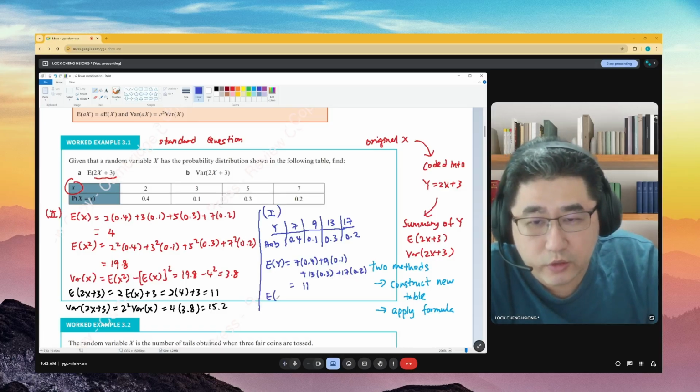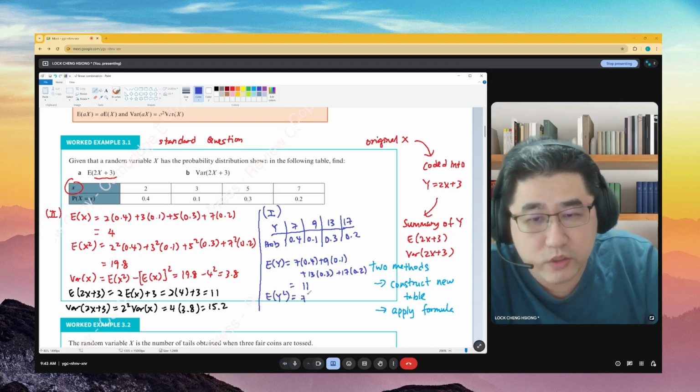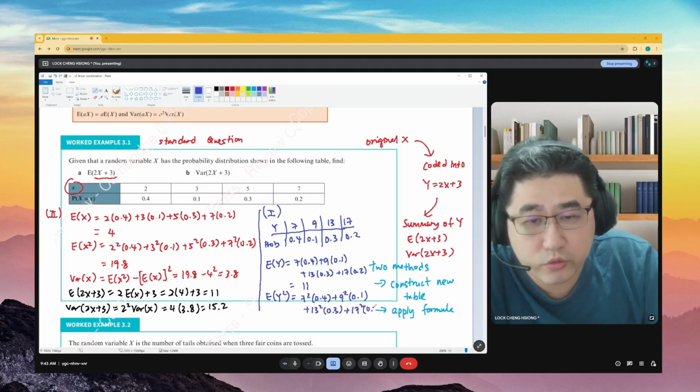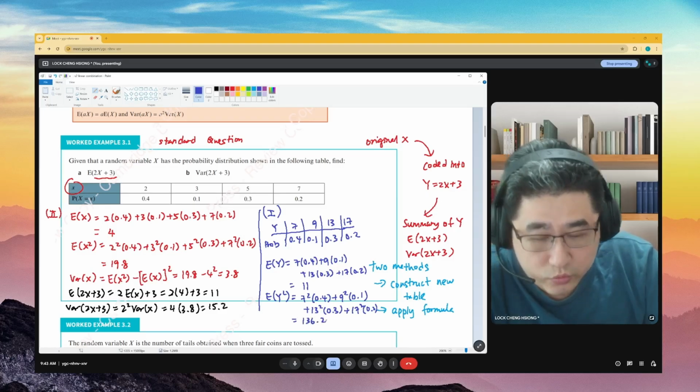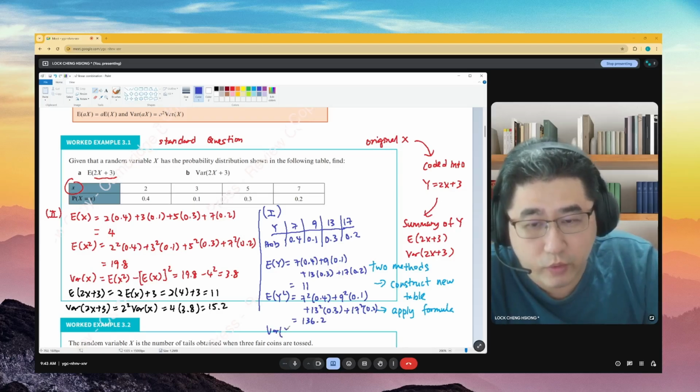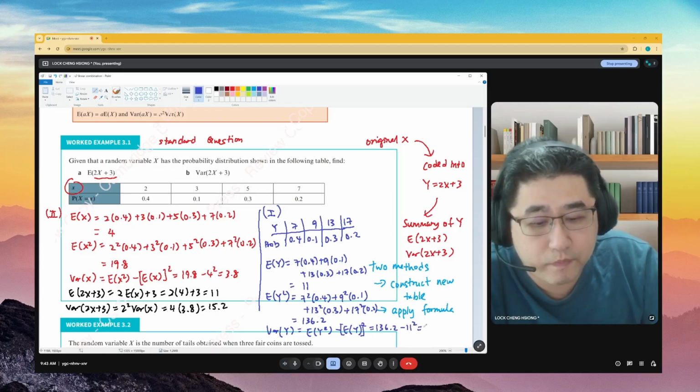What about the expected value of y squared? I have 7 squared times 0.4 plus 9 squared times 0.1 plus 13 squared times 0.3 plus 17 squared times 0.2. Okay, I get the value 136.2. And my variance of y, I use expected of y squared minus expected of y, the whole thing squared, which gives me 136.2 minus 11 squared. That actually gives me 15.2.